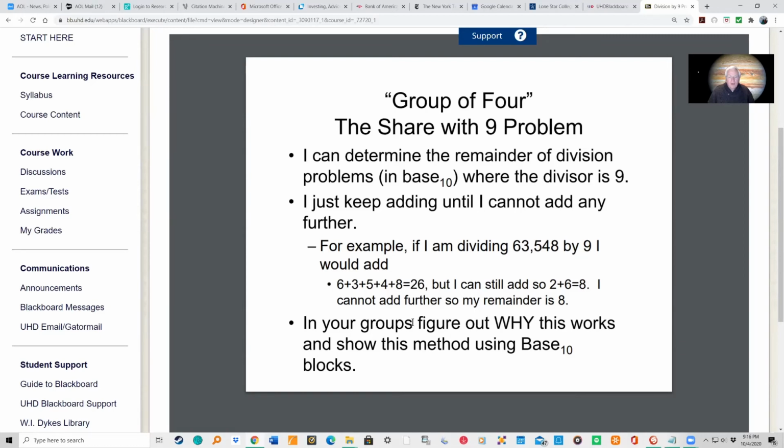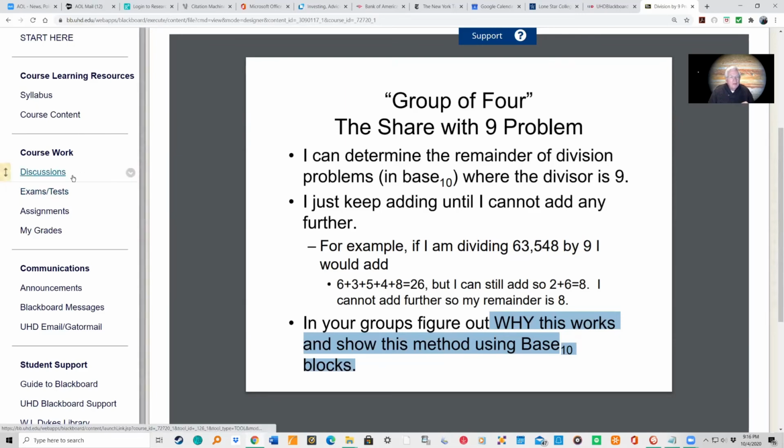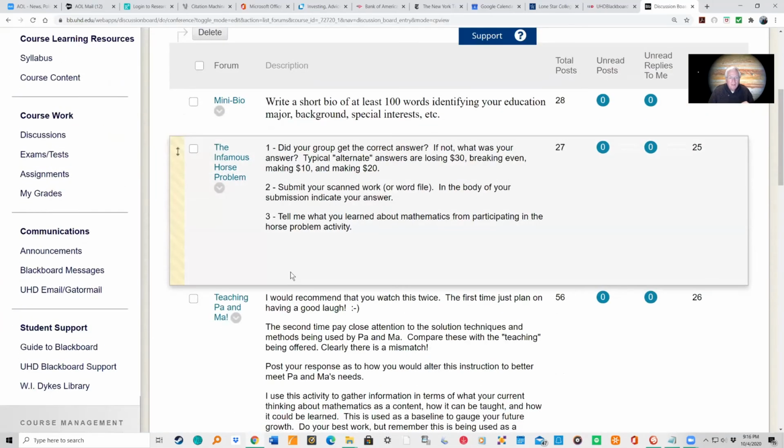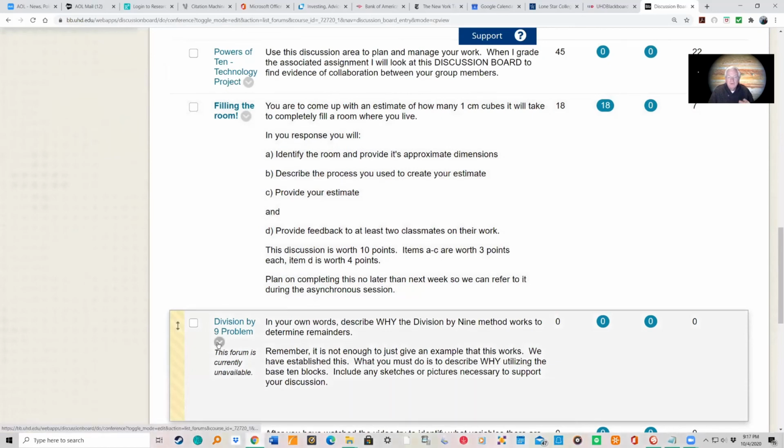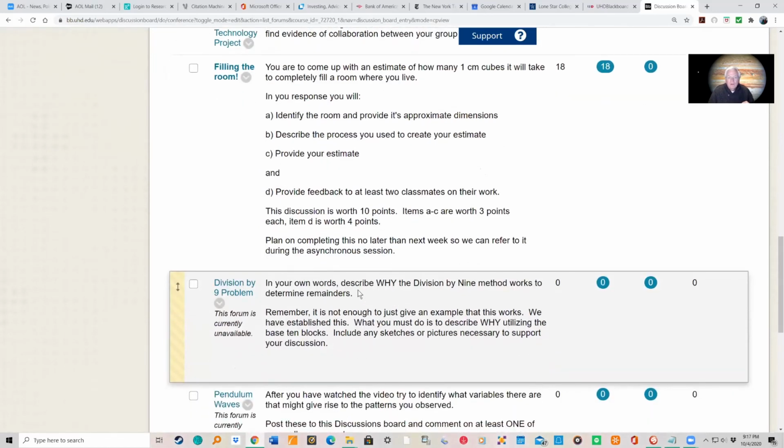What your project is to do is to determine why this method works and to demonstrate it using sketches of your base 10 blocks. If you can do that, then you will be able to understand our explanation when we talk our way through the student discussion. When you go to present this, we'll go to discussions. We'll come down to the division by 9 section, which will be available when you see this. And you are to describe why the division by 9 method works.